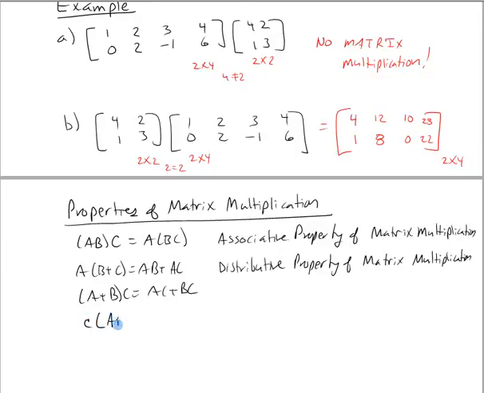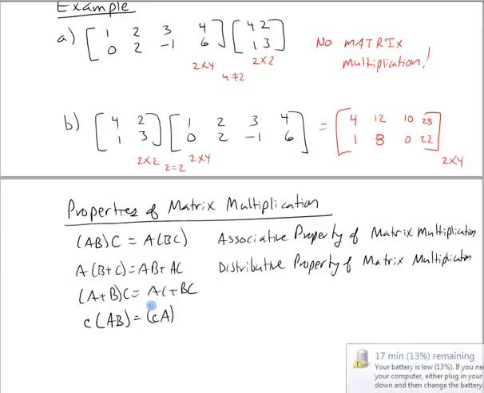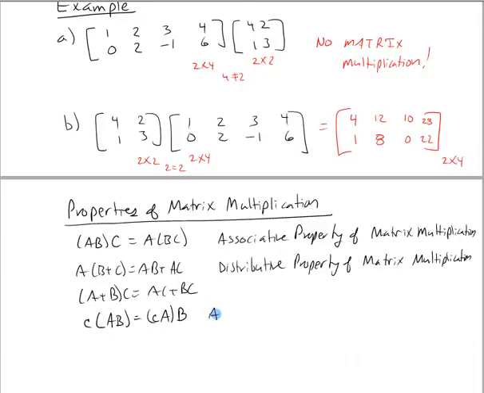Now I'll also bring up scalars. If I have a scalar times a product of matrices, that's the same as saying I could take the scalar times the first matrix times the second matrix. And it looks like I better plug in my battery here in a second. This is called the associative property of matrix multiplication. Or sorry, of scalar multiplication, because we have that scalar involved.